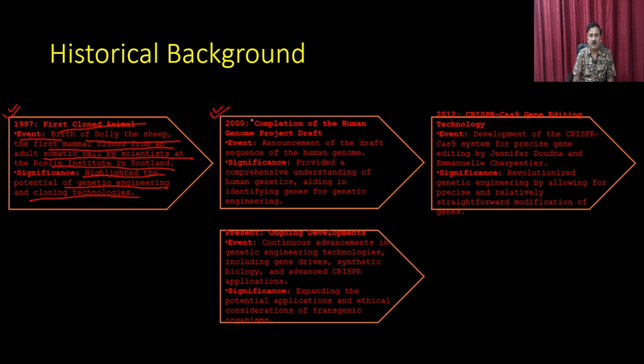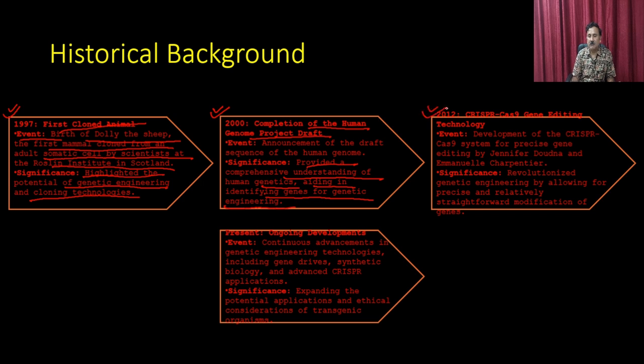In the year of 2000, there was the completion of the Human Genome Project, and it actually unraveled many secrets of the human genome or human diversity. So, it provided a comprehensive understanding of human genetics, adding to the identification of genes for genetic engineering.